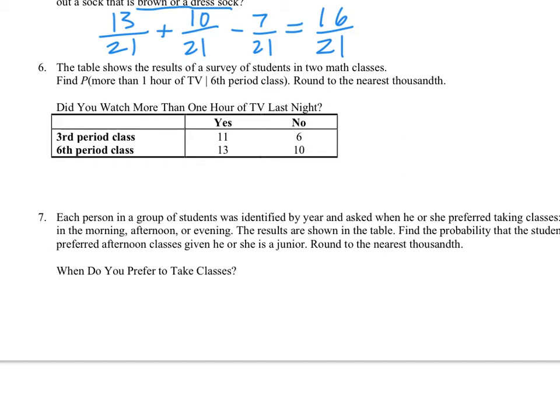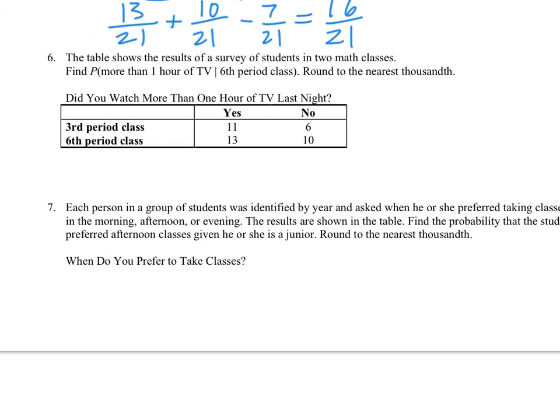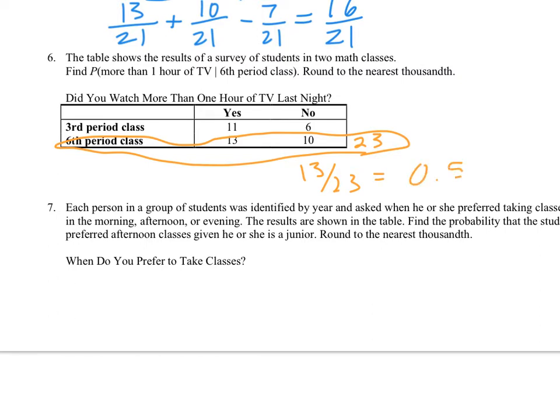For me with these, I would always find it easier to focus on the information that we need, in this case, the 6th period class. So that's 23 people, and we're trying to find the probability that they had watched more than 1 hour of TV. So it'd be 13 out of 23. That's just the simplest way with these. If they're going to give us all of that information, may as well do that. To the nearest thousandth, which is 3 decimal places, 0.565 is what we're looking at for that one.